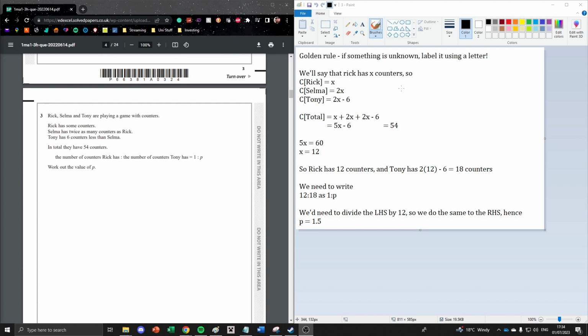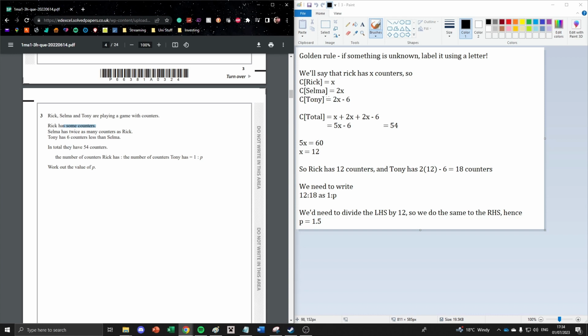So my first big tip here is that if we have this sort of situation where we have a bunch of unknown values, we're going to try and label them in relation to each other. So we're going to say that this value of some counters that Rick has, we're going to call that x. Selma has twice as many as Rick, so that's going to be 2x, and Tony has 6 less than Selma, so that's going to be 2x minus 6.